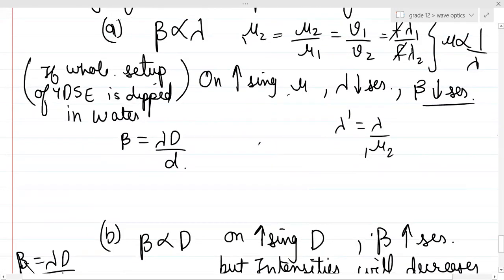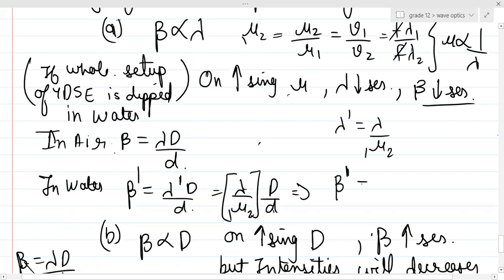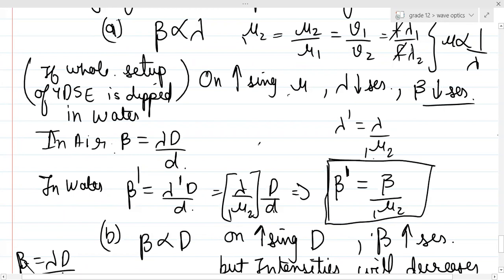Suppose it is performed in water. Initially in air it was beta, and then in water it becomes beta dash. So it becomes lambda dash D by d, which is lambda by mu into D by d. And can you see this lambda D by d is nothing but beta? So from here, beta dash is equal to beta upon mu. Is it clear? So calculate this also.